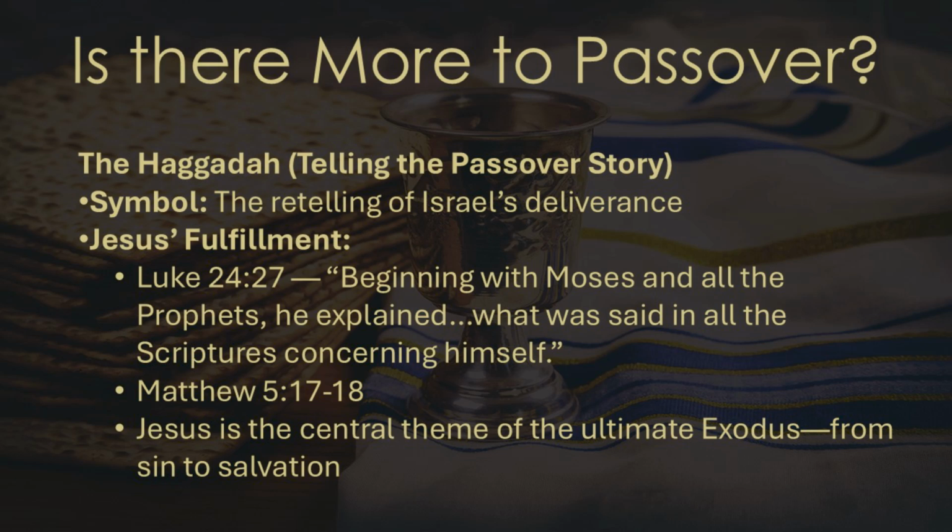But in Luke 24:27, it says, "Beginning with Moses and all the prophets, he explained," that's Jesus, "what was said in all the scriptures concerning himself." Now, this is after the resurrection. This is when two disciples are heading off down the road to Emmaus, kind of bummed out that Jesus is dead. All of a sudden, they don't recognize him, but he shows up. He starts giving them a Bible lesson about him being in the Old Testament, which is very interesting.